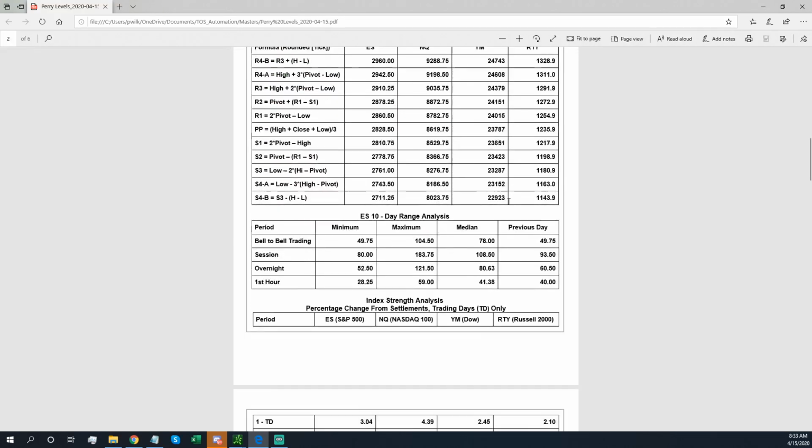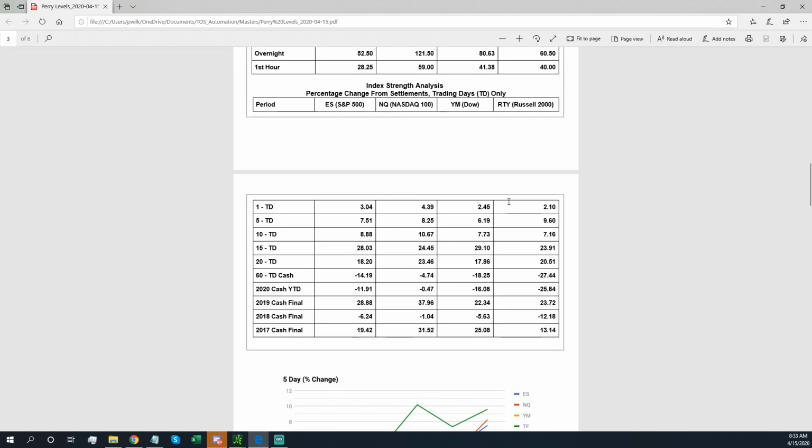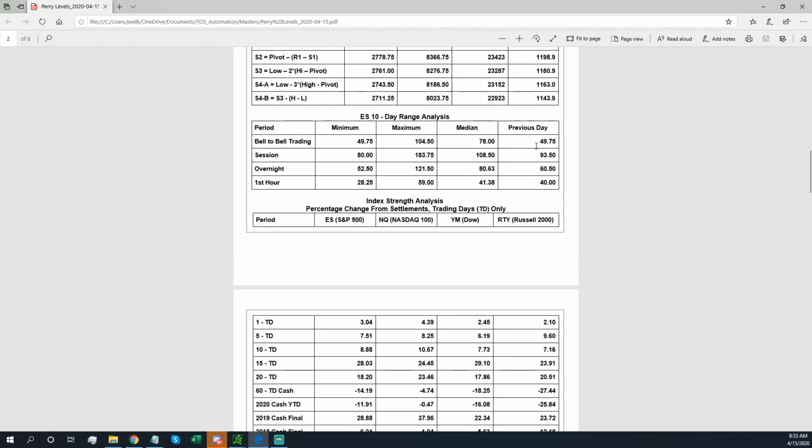The other thing of note that I really want to go over, we can look at the range analysis here. We had range contraction yesterday a little bit too, right? 50 points basically bell to bell. Session was 93. That is under our median. Overnight was 60.50, and we've got 60.83. The first hour was 40. The median is 41.83. That's about in line.